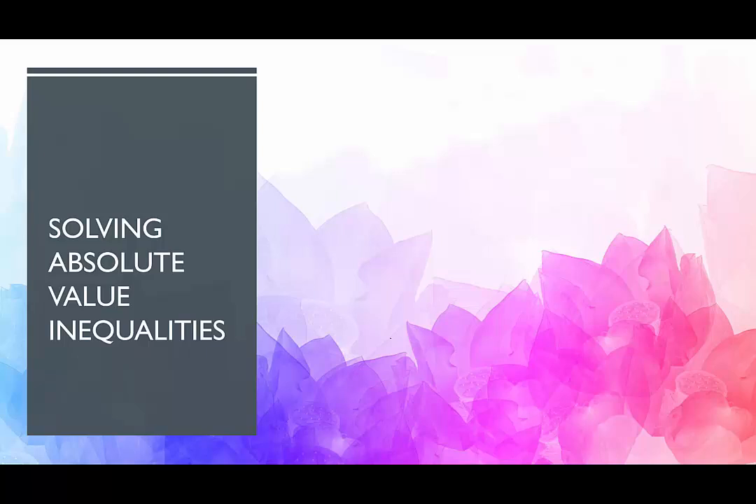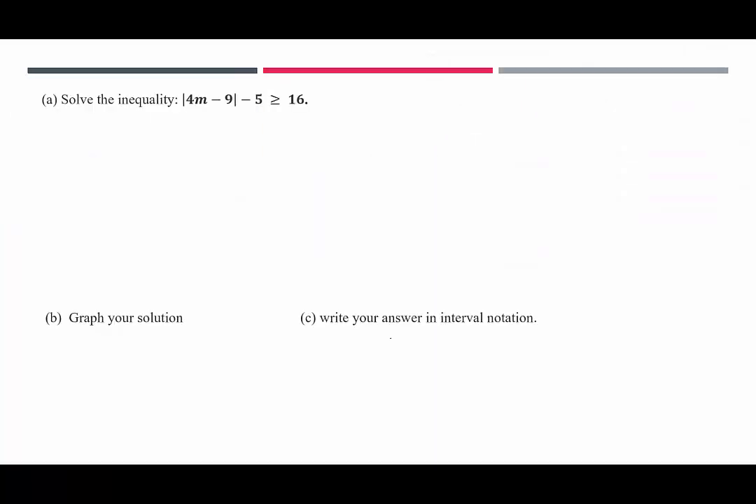In this video, we are going to look at examples of solving absolute value inequalities. In the first example, you can see we have the absolute value of 4m minus 9 being subtracted by 5 is greater than or equal to 16.